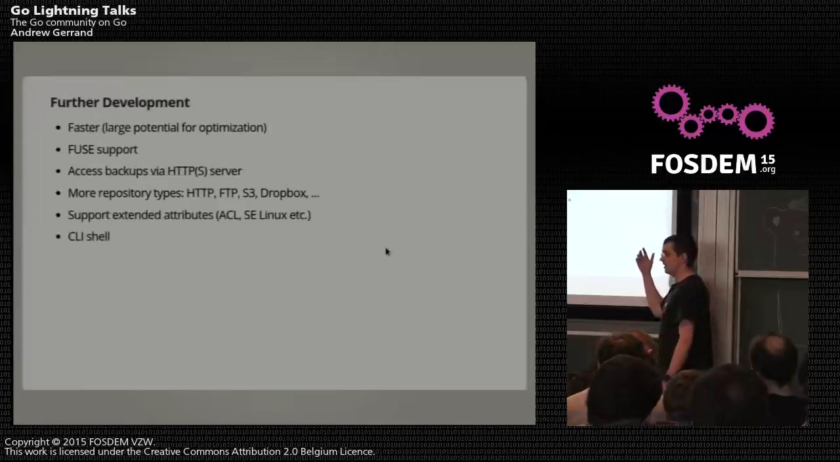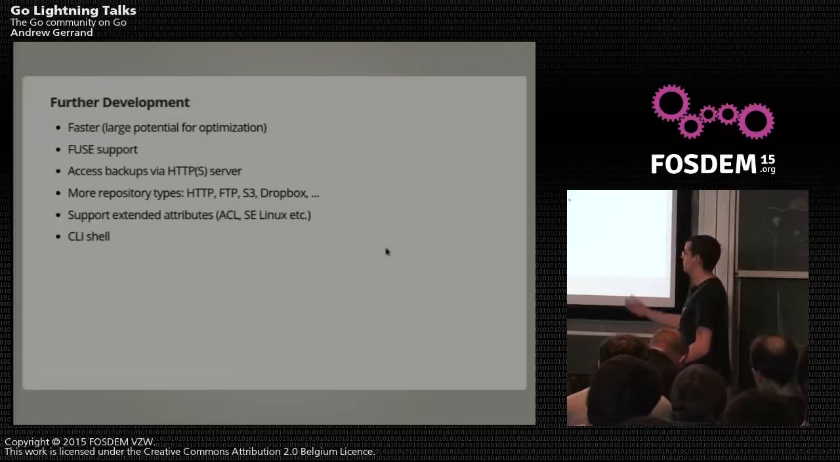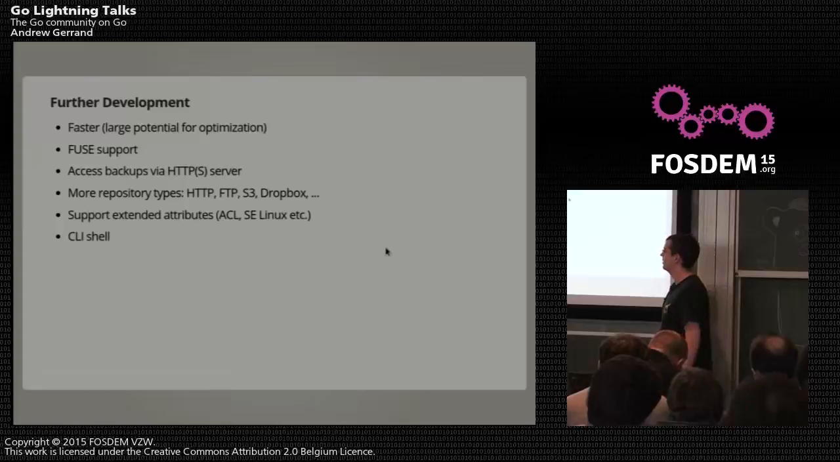Further development, I think it can go much faster. I'm thinking about a factor of 1.5, maybe 2, maybe even more. I would like to add FUSE support, and more accessing backups via HTTP. So for example, starting a restic server process somewhere and having an HTTP server serve you the files that are in the repository. I'd like to include more repository types, for example, FTP, HTTP, S3, and so on.